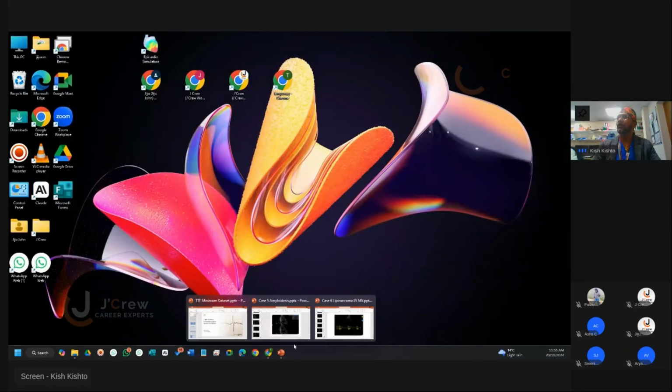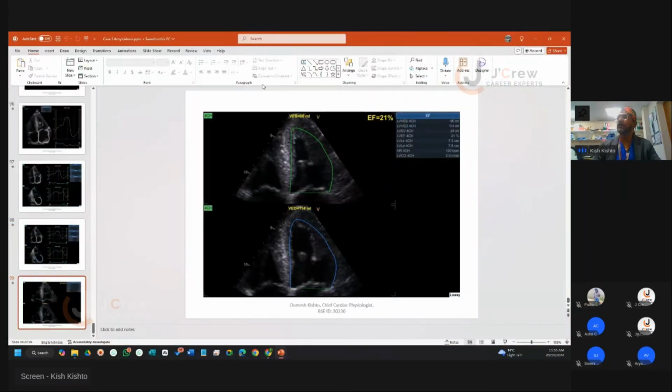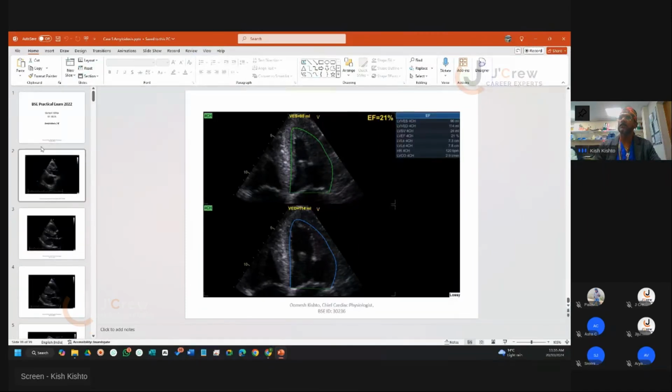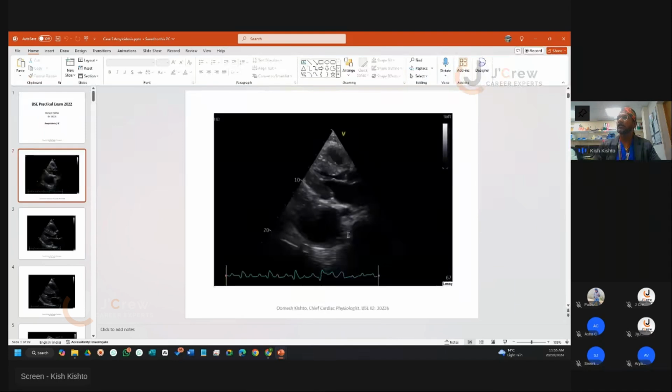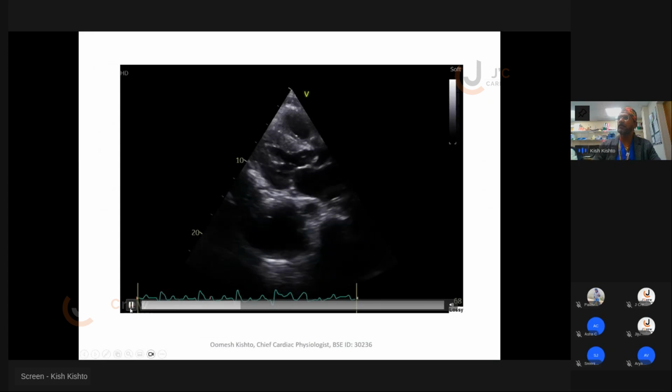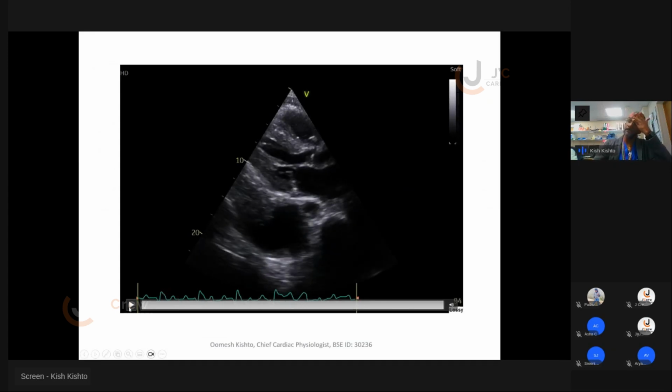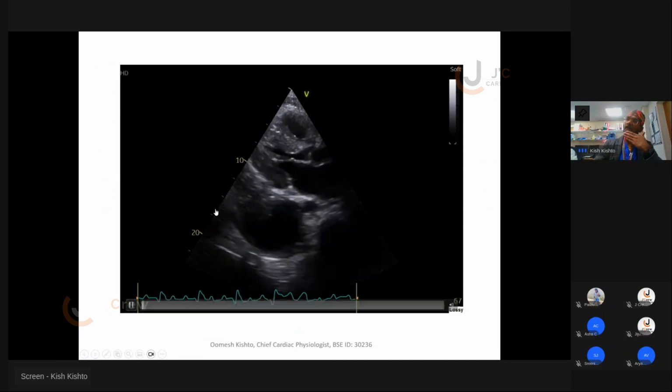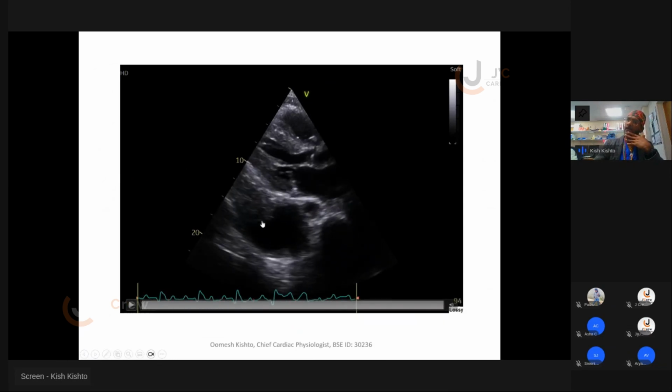So we have a couple more videos to show you guys, and this one is an amyloid case, amyloidosis, infective endocarditis, and let's have a look together. So again, this is my first view. As you can see, that's your heart, and that's pleural effusion there. And then make sure you mention that in your report.